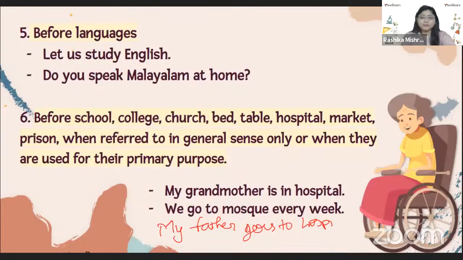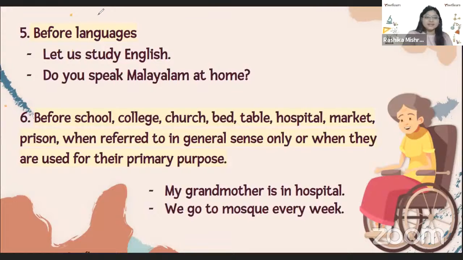These are some important points that we have to remember. Now let me move to the next slide.